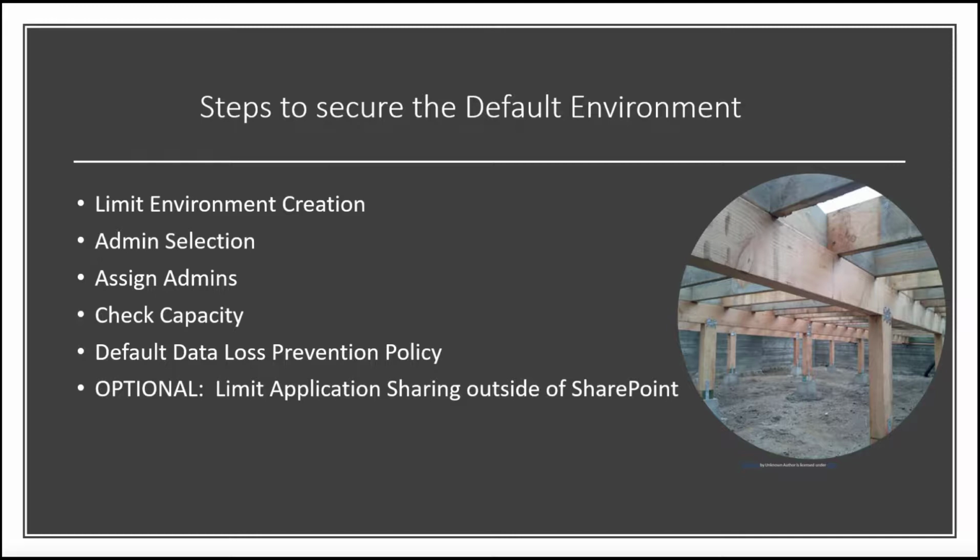So let's recap the steps we've gone through so far to secure your default environment. We first showed you how to limit the environment creation, and then also how to identify who would get admin capability, whether it would be everyone or only certain admins. We've shown you how to use the Microsoft 365 Admin Center to assign admin permissions. We've shown you how to check the capacity of your tenant so you can add additional environments if space is available. And we've shown you how to configure the default data loss prevention policy.